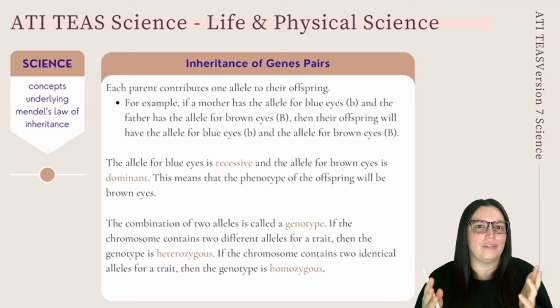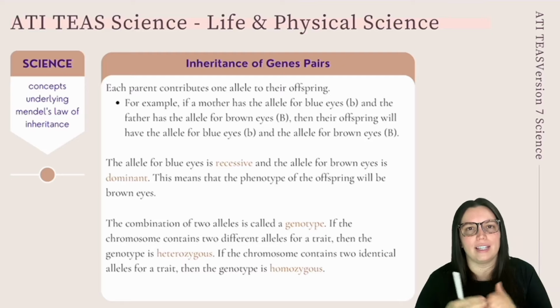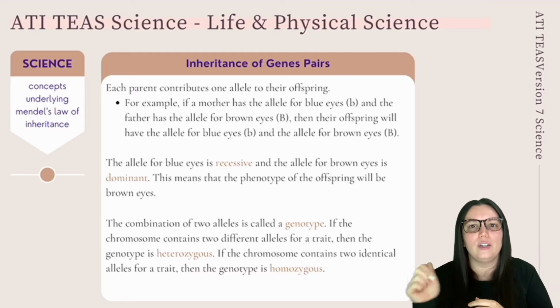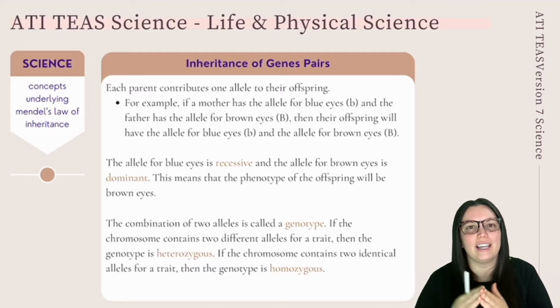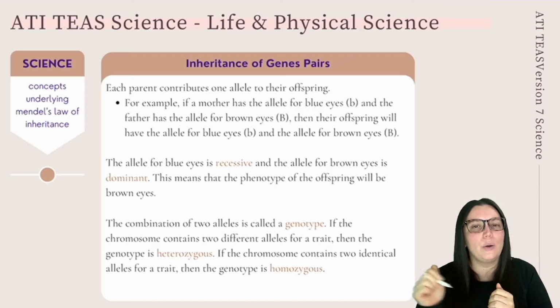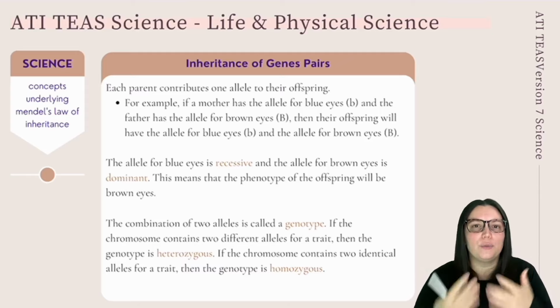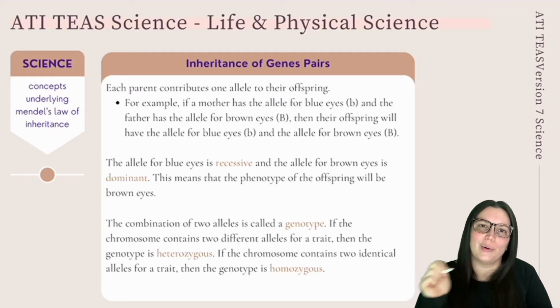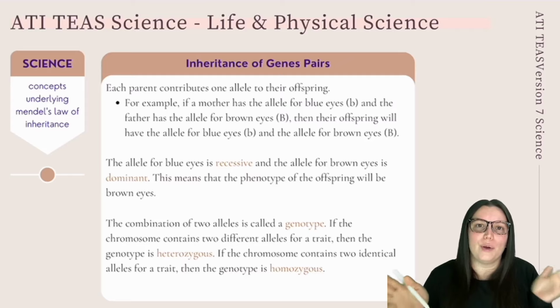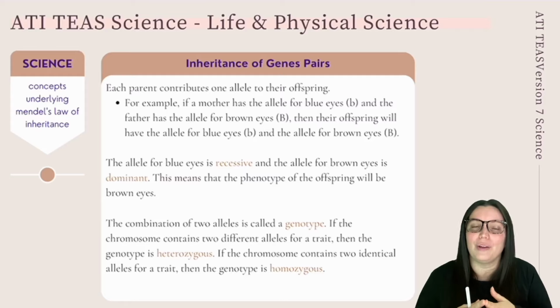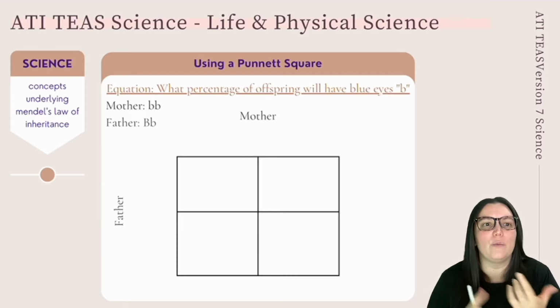In the example that we previously discussed, the mother's genotype was heterozygous, an uppercase B and a lowercase b. And let's say that the father's genotype is heterozygous as well, uppercase B and lowercase b. There is a 25% chance that their particular offspring will have the homozygous genotype, lowercase b, meaning that these two brown-eyed parents might have an offspring with blue eyes. So again, the question is asking what percentage of offspring are going to have blue eyes?